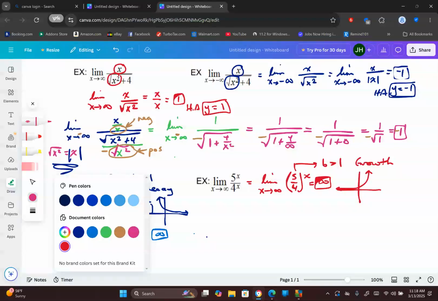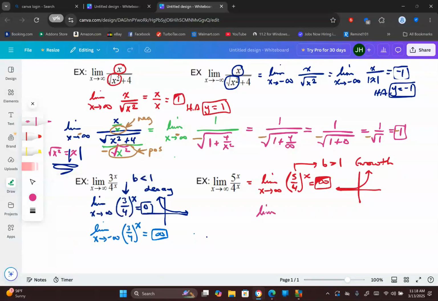But what if I said the limit as x approaches negative infinity? Well, look at the graph. It's going to go to 0. So again, there's a horizontal asymptote as you go to negative infinity, but not infinity.